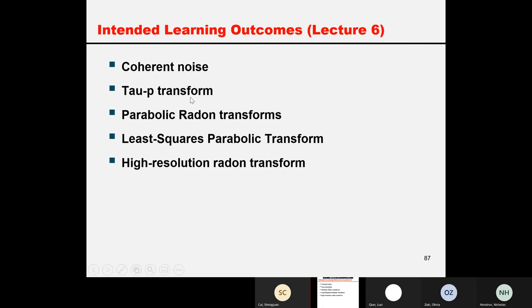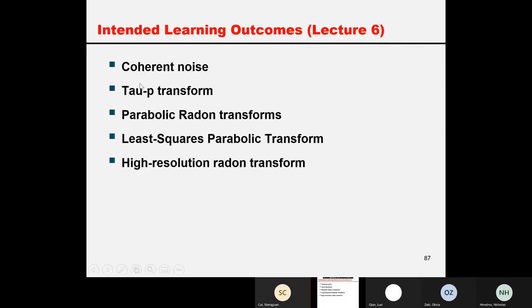That's the one. Otherwise, you may ask why we don't go straight to the last one. Why do we need tau p? If you remember, when we talked about predictive decon, we use a tau p transform and then mute both sides, which means we get rid of direct waves. So all this is actually useful, but done step by step.